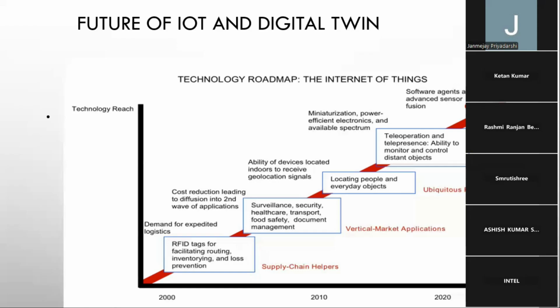Then again we enhanced, and teleoperations happened. So we are able to control objects through sensors and control the physical.